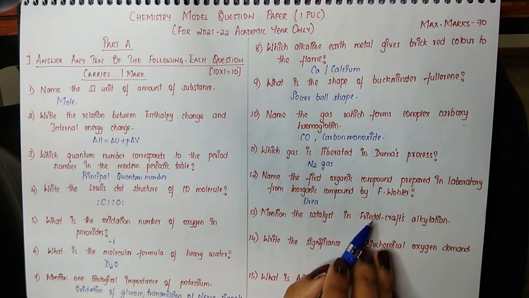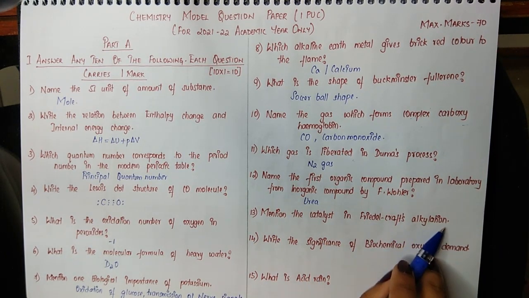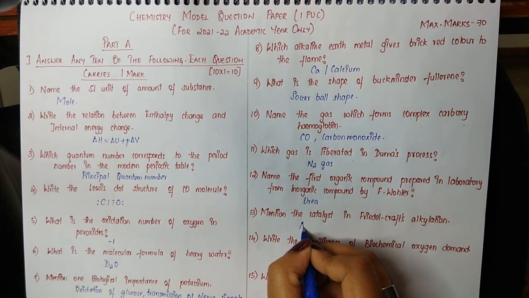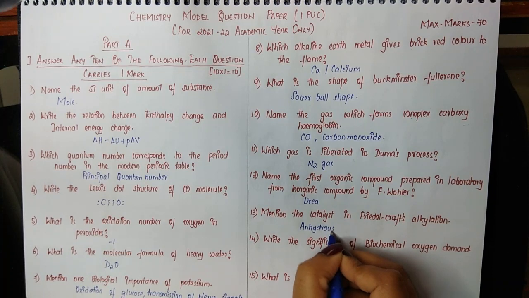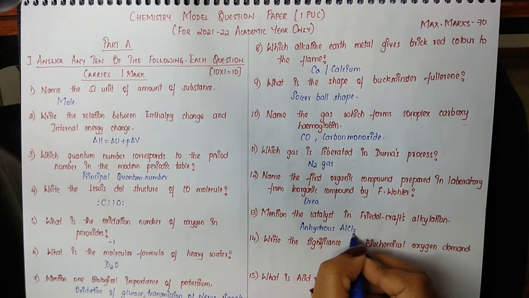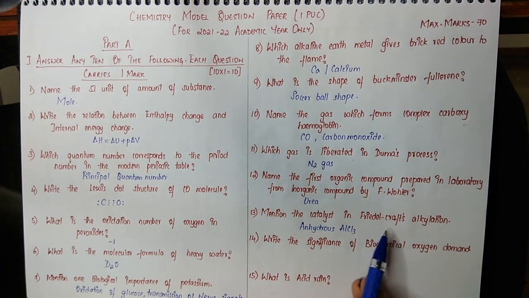The 13th question is, mention the catalyst used in Friedel-Crafts alkylation. So here the catalyst used is anhydrous AlCl3. That is the catalyst used in Friedel-Crafts alkylation.